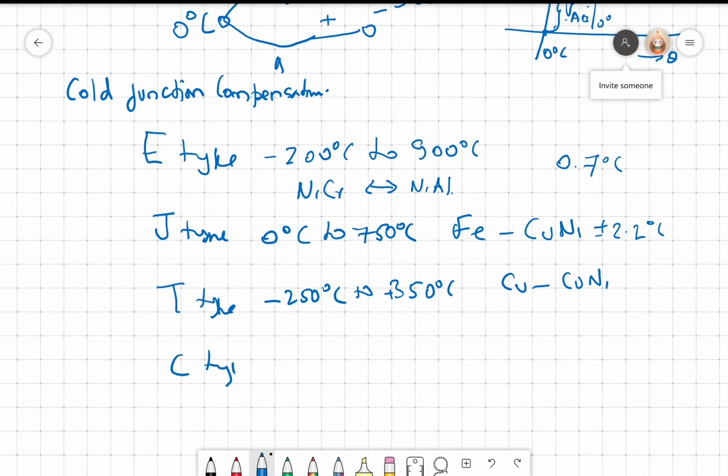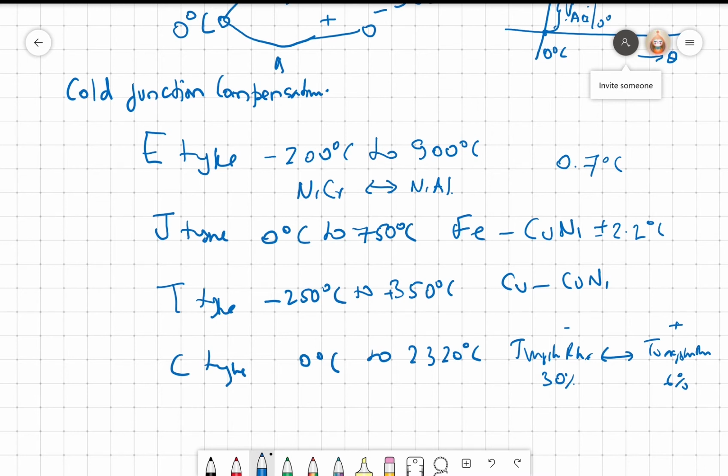So the C type is 0 degree centigrade to 2220 degrees centigrade, tungsten rhenium 30%, and the other material is also tungsten rhenium, but rhenium is only 6%, because this is plus and this is minus. I have reversed it, it doesn't matter. So we have different types of thermocouples.